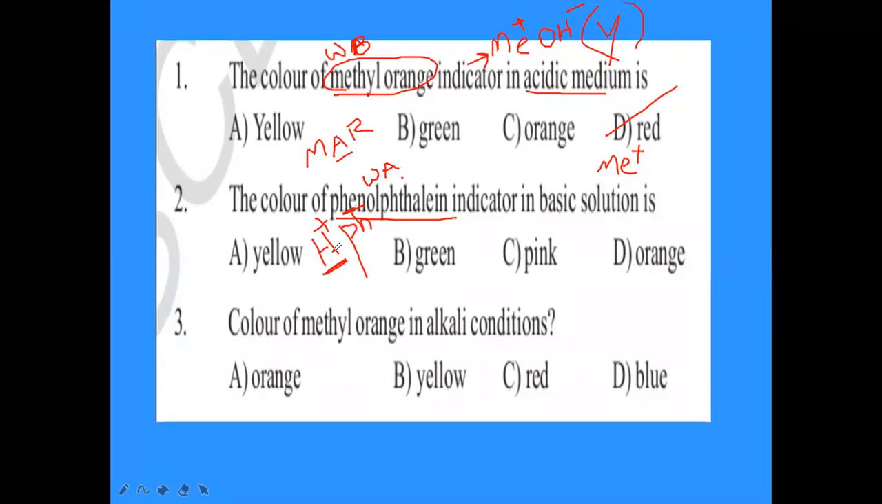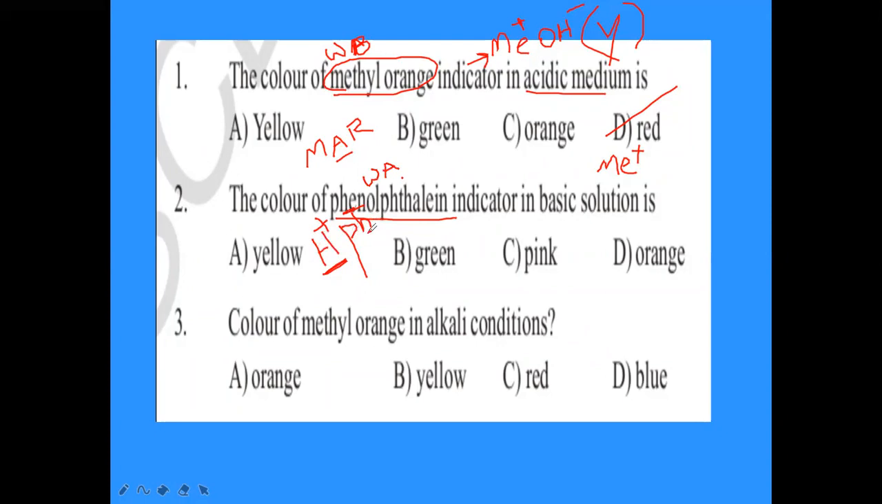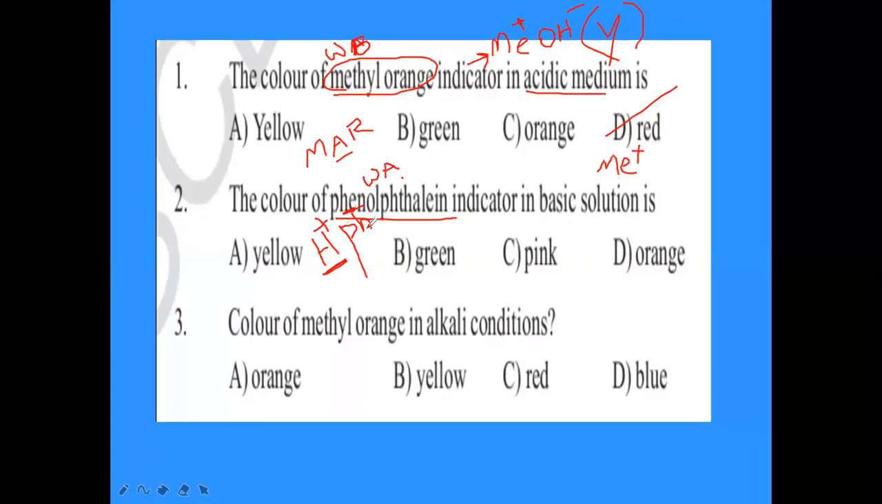So this weak acid is represented by HPh, H plus Ph minus. This Ph minus is not a simple ion, it is a complex anion, not made up of a single element. Ph is not an element here. So Ph minus is the phenolphthalein anion, the negative ion of phenolphthalein. So phenolphthalein itself is a weak acid.